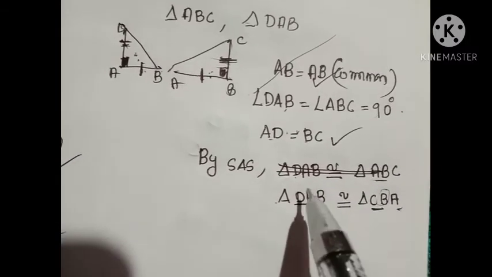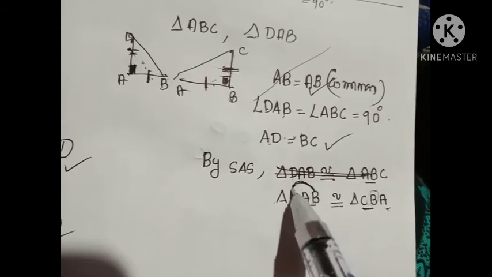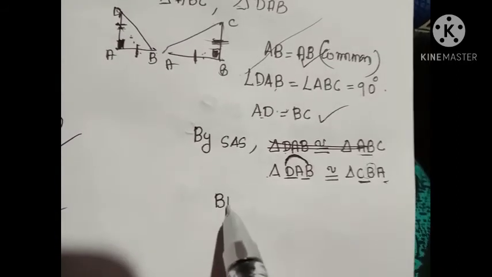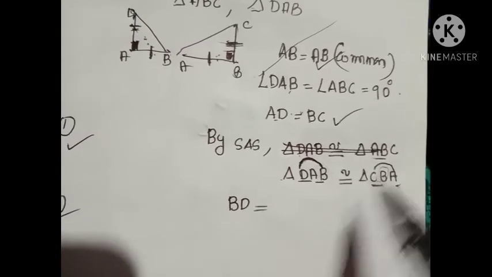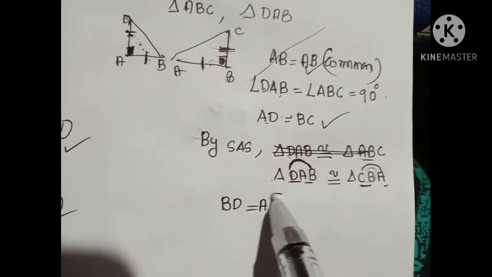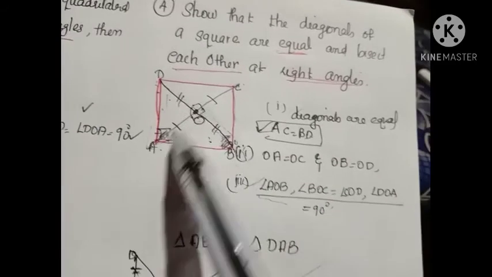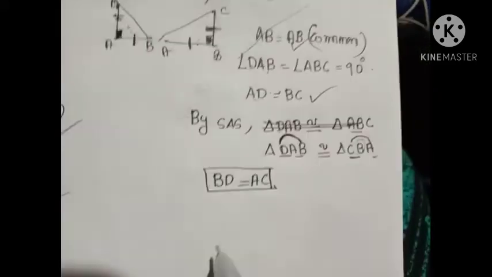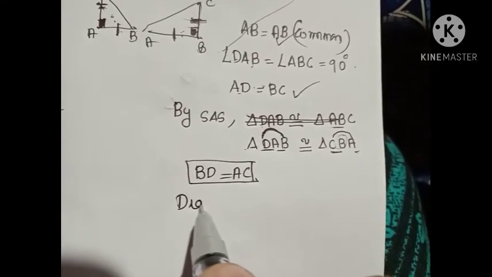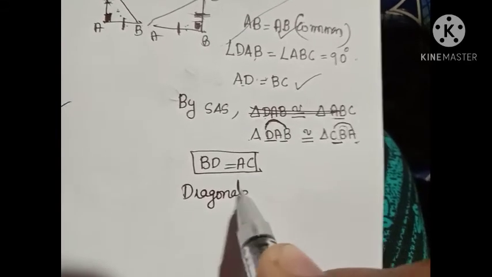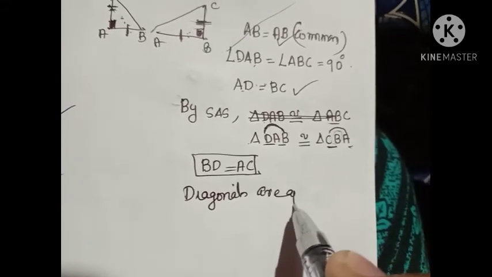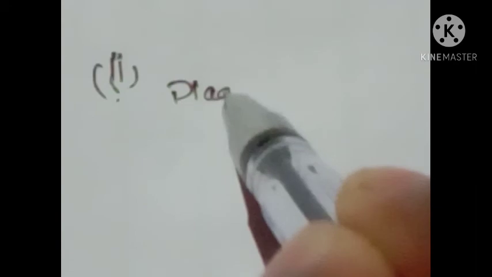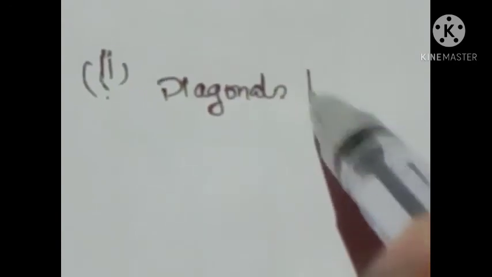From here we can write, listen, BD. BD corresponds to what? AC. What is BD and what is AC? Listen, BD and AC are diagonals. So we proved diagonals are equal. Okay, diagonals are equal. Next one, we need to prove that diagonals bisect each other.